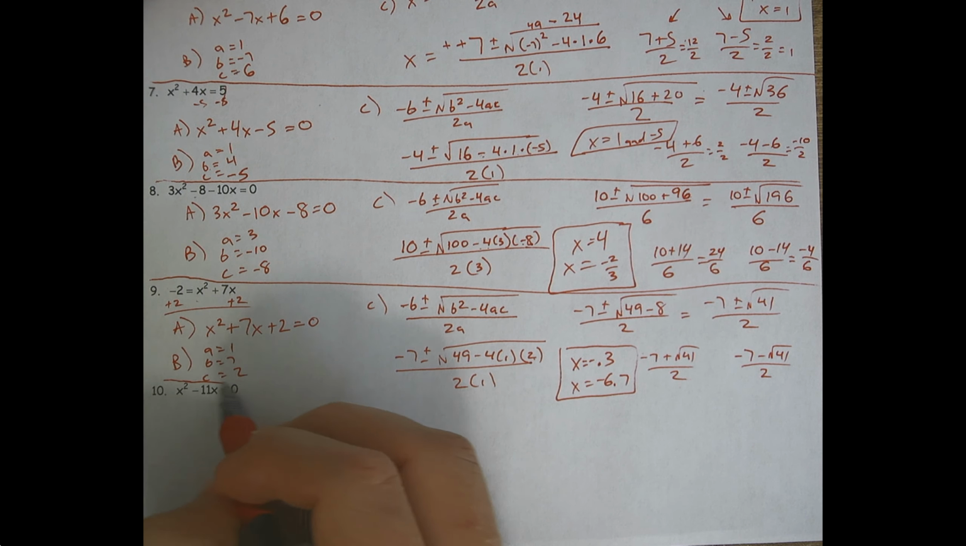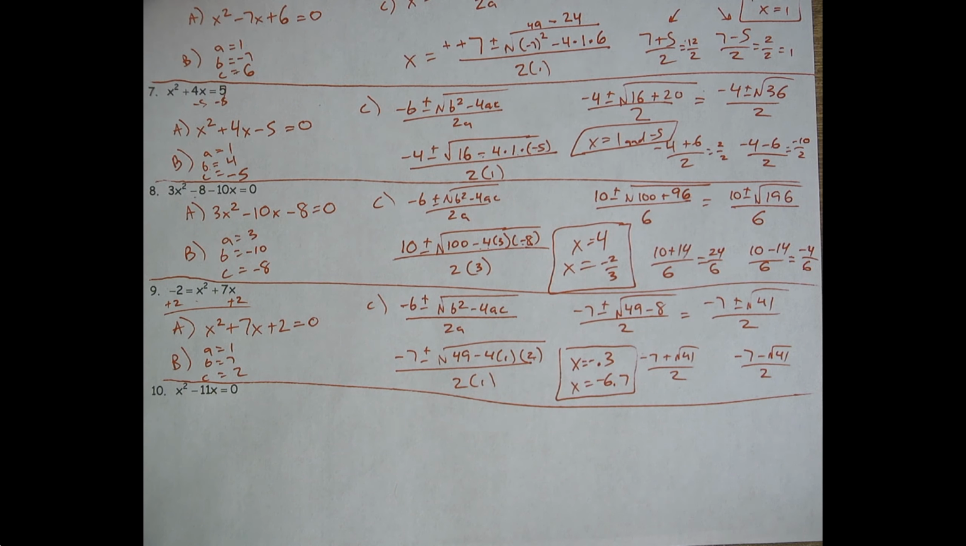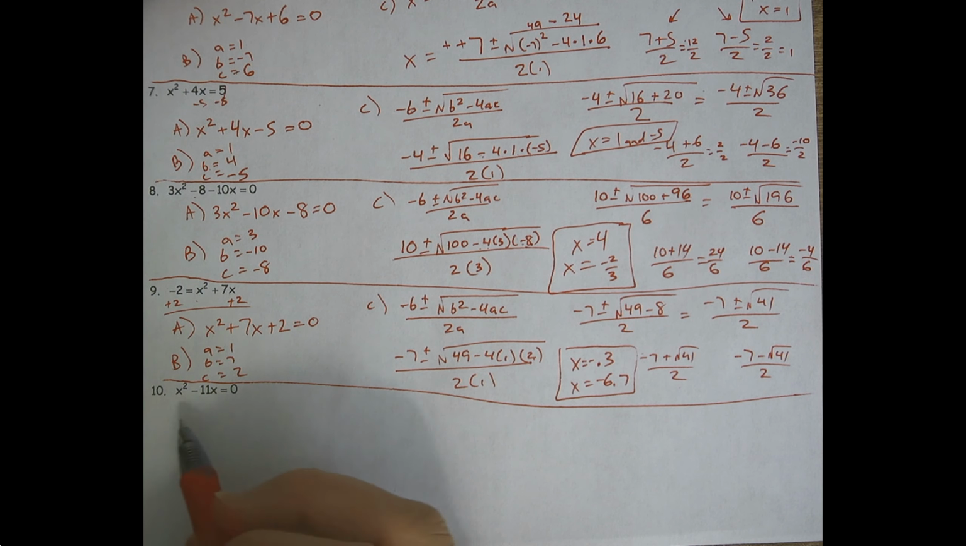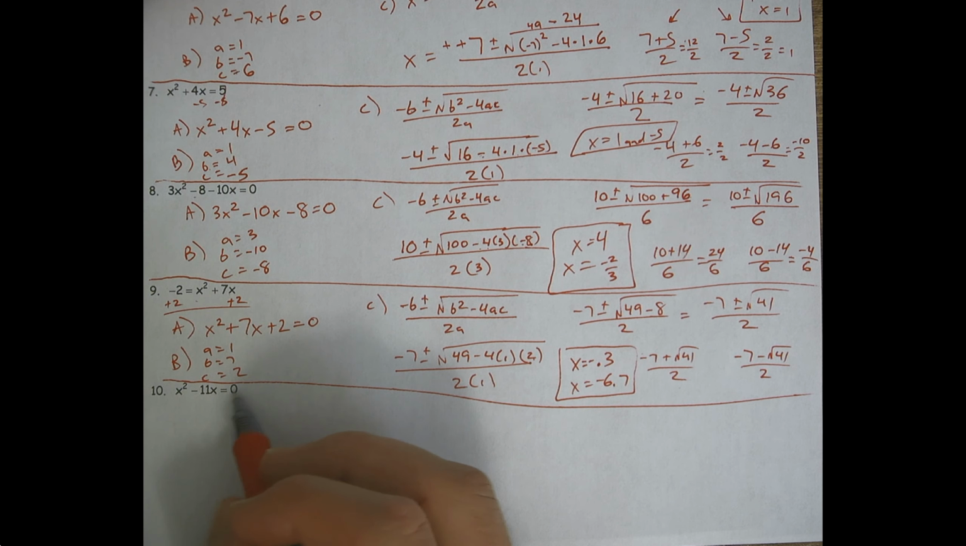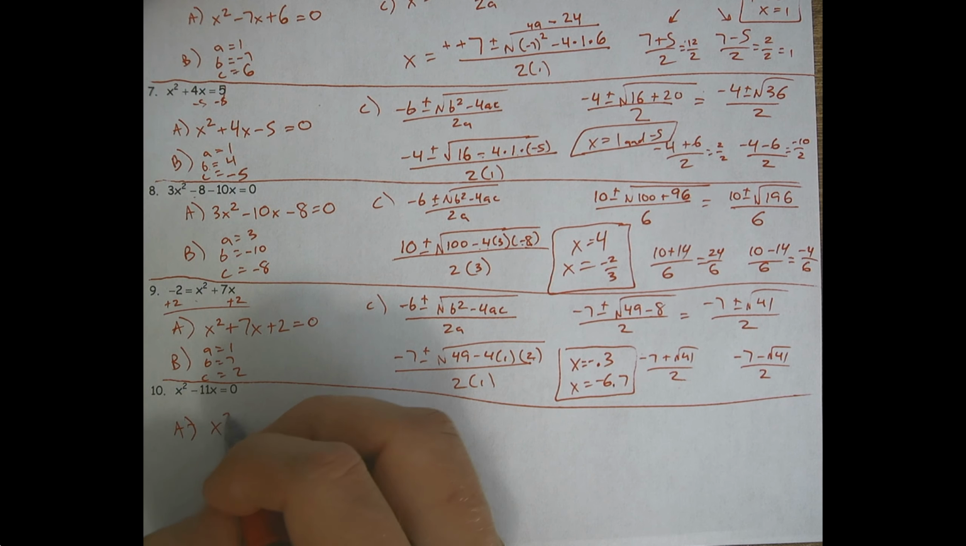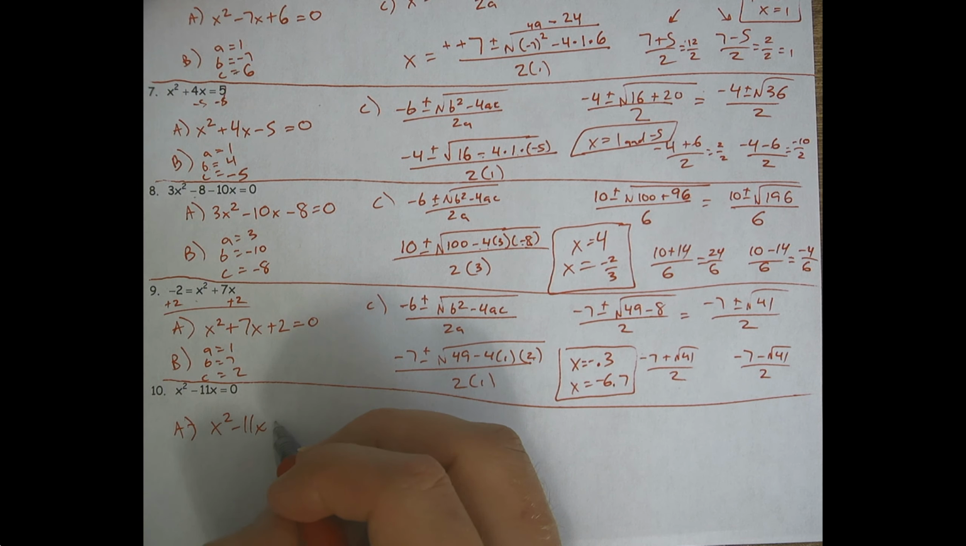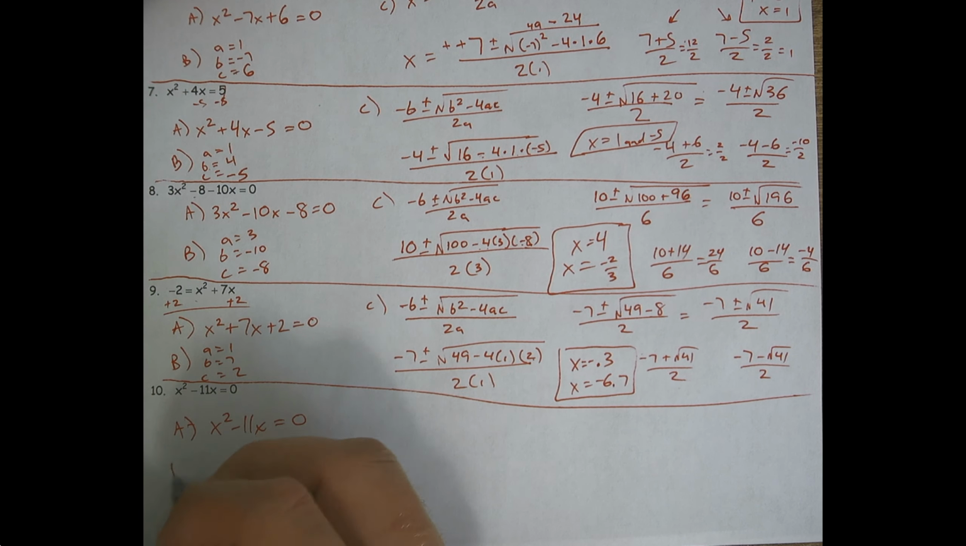Okay, we got one more here. So this one is already in standard form. You might look at it and say, well, I don't see 3 terms over here, but I don't have a number over here other than 0, so I'm good. So my standard form is x squared minus 11x equals 0. So what does that mean? My a is the coefficient of x squared, that's 1. My b is the coefficient of x, that's negative 11. My c, I don't have one.